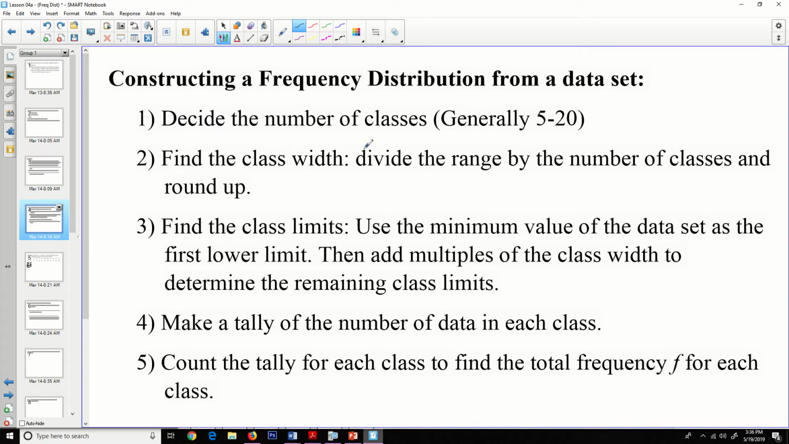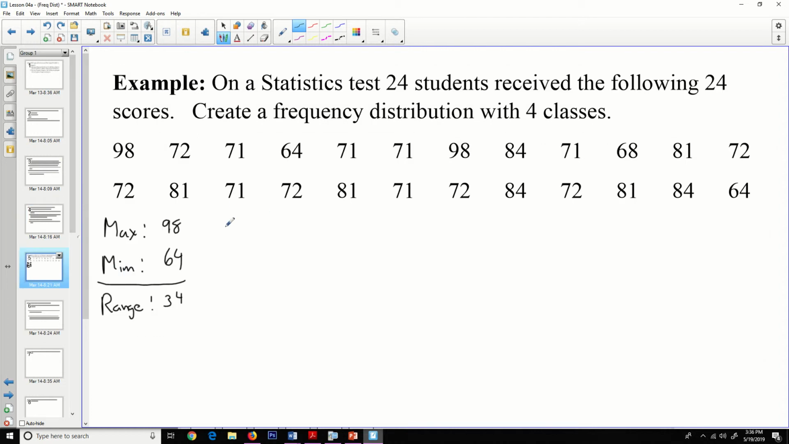Going back to our list of steps, we're going to use 4 classes, and then we want to find the class width. We divide the range by the number of classes and round up. So our class width is going to be 34 divided by 4, which is 8.5, so my class width is going to be 9.